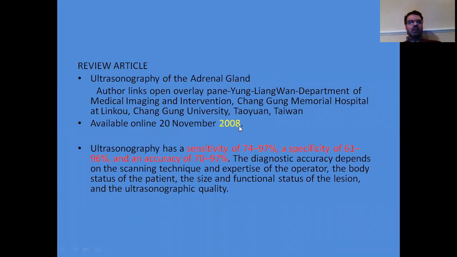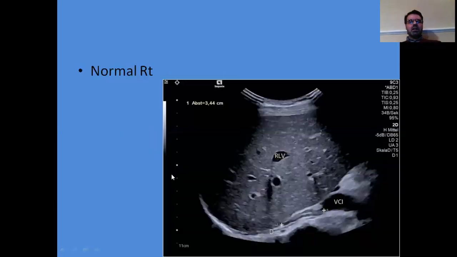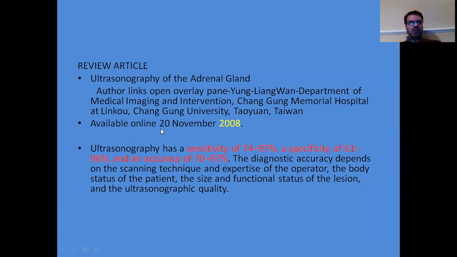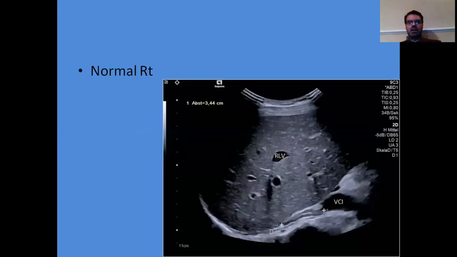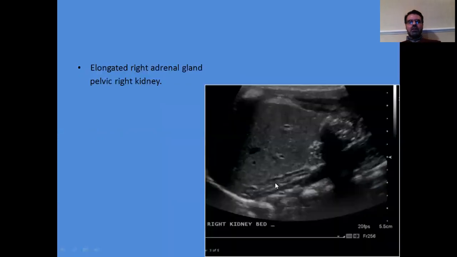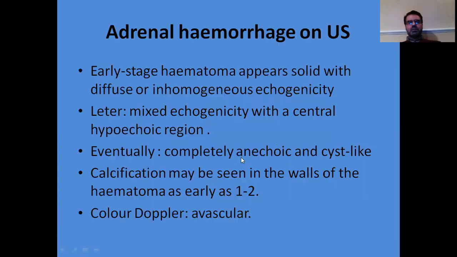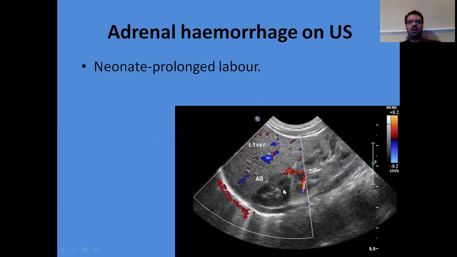Early in 2008, this paper was talking about good numbers of specificity and sensitivity and accuracy. But later on, of course, the CT scan became the modality of choice. This is a normal appearance of the right adrenal gland. This is an elongated adrenal gland on ultrasound in a case of pelvic kidney. Adrenal hemorrhage can be seen on ultrasound, such as in this case.